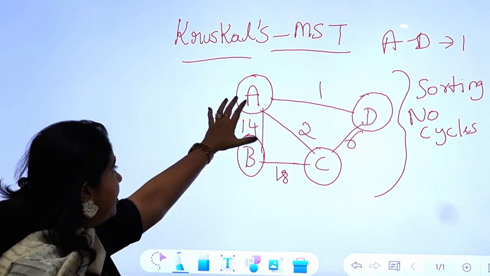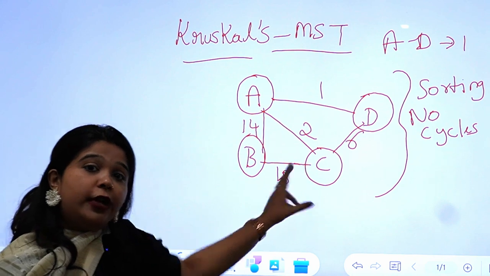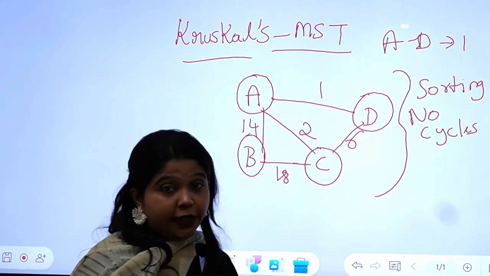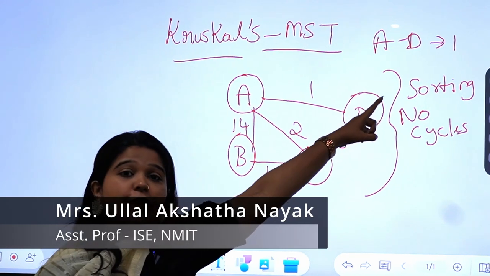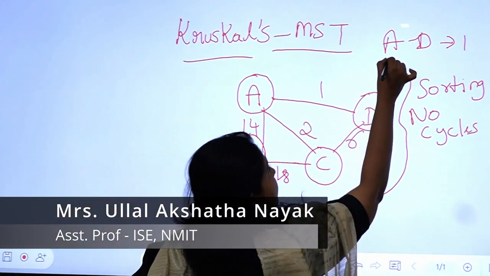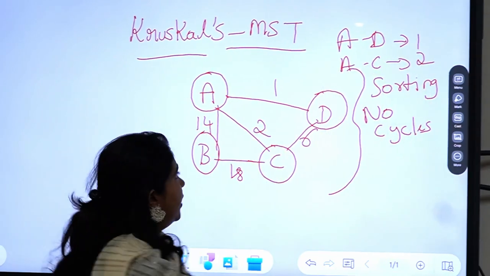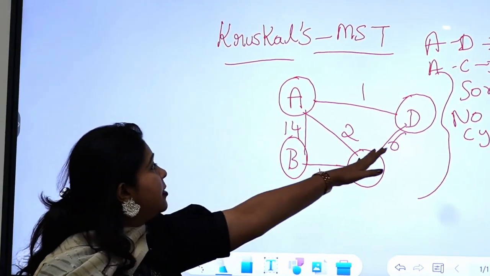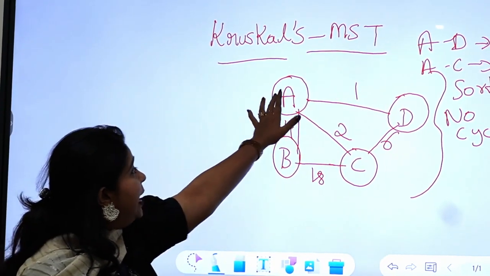Next, again we would check which is the other edge which is comparatively smaller. In this example we can say from A to C. There is one more condition which we need to check, which is that it should not form a cycle. We've already considered A to D. Next we'll consider A to C. Okay, and next the least is C to D.